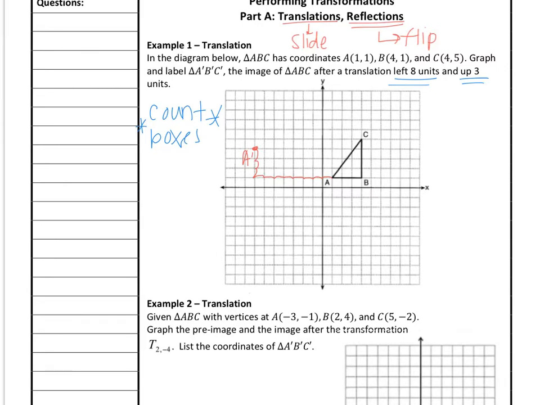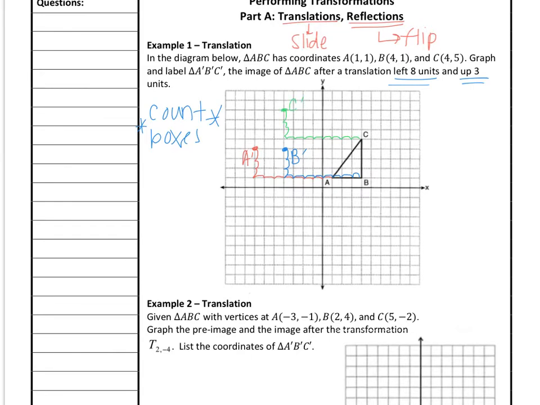Now I'm going to do the same thing with point B. Left 8, up 3. Count boxes. 1, 2, 3, 4, 5, 6, 7, 8, up 3. 1, 2, 3. B prime. And last but not least, C. 1, 2, 3, 4, 5, 6, 7, 8, up 3. 1, 2, 3.